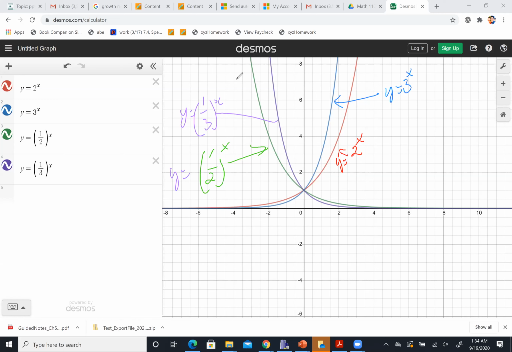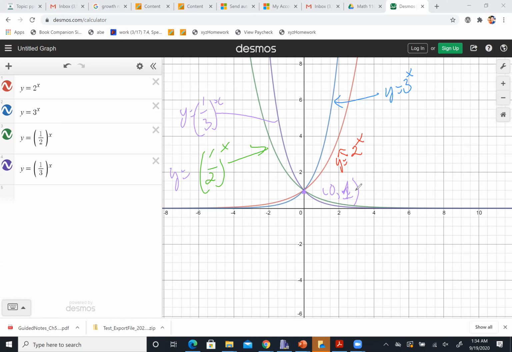Okay, so all of them have to go through one point, which is the initial value A here, right? It's the point (0, A), also called the vertical intercept, the y-intercept. And what is A in here? It is 1, right?